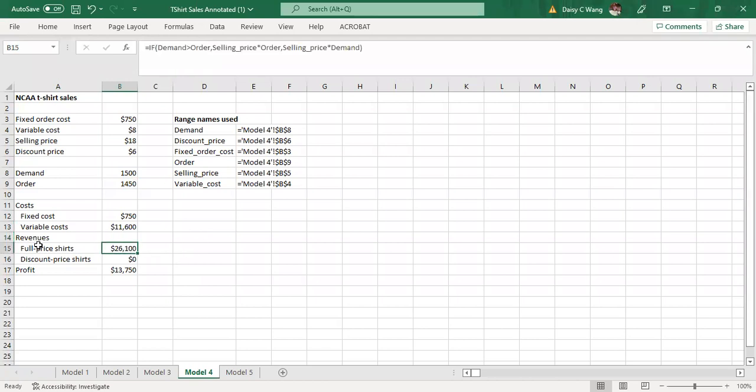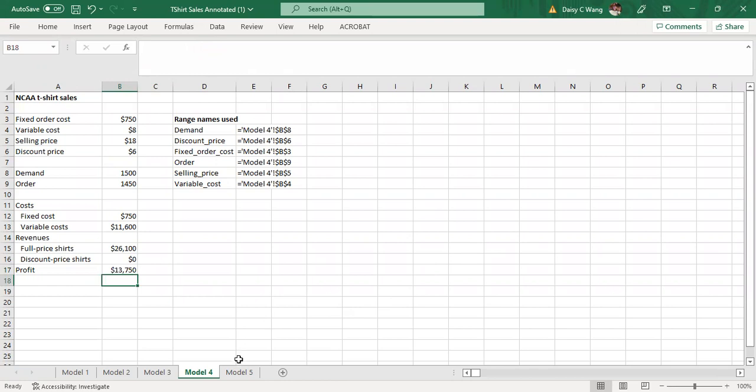And then for the revenue, we have the full price t-shirt. That means we can sell it if the demand is greater than our order. When demand is greater than order, then we won't have any leftover. But if the demand is smaller or equal to the order number, then we'll have discount price times the leftover. And then this one will be the revenue minus the cost. So that's the 4th model.